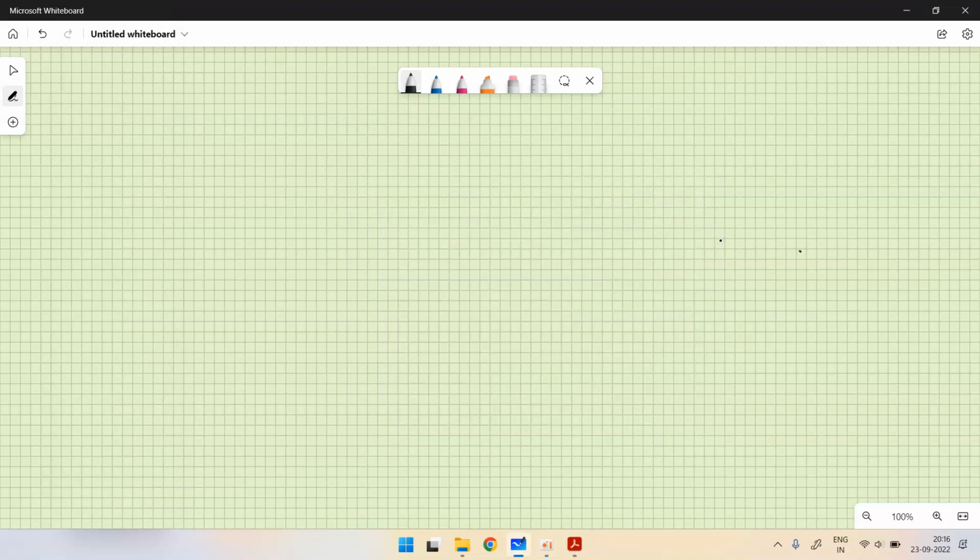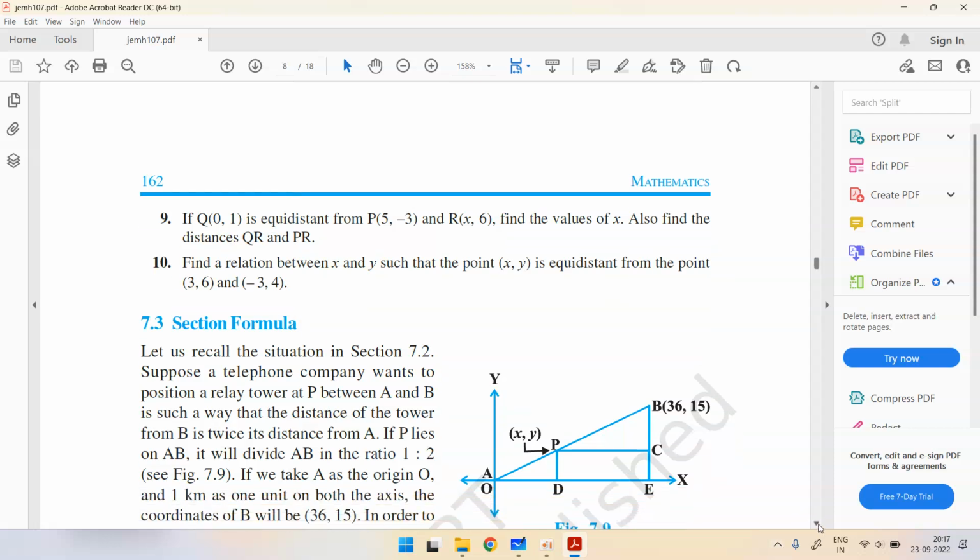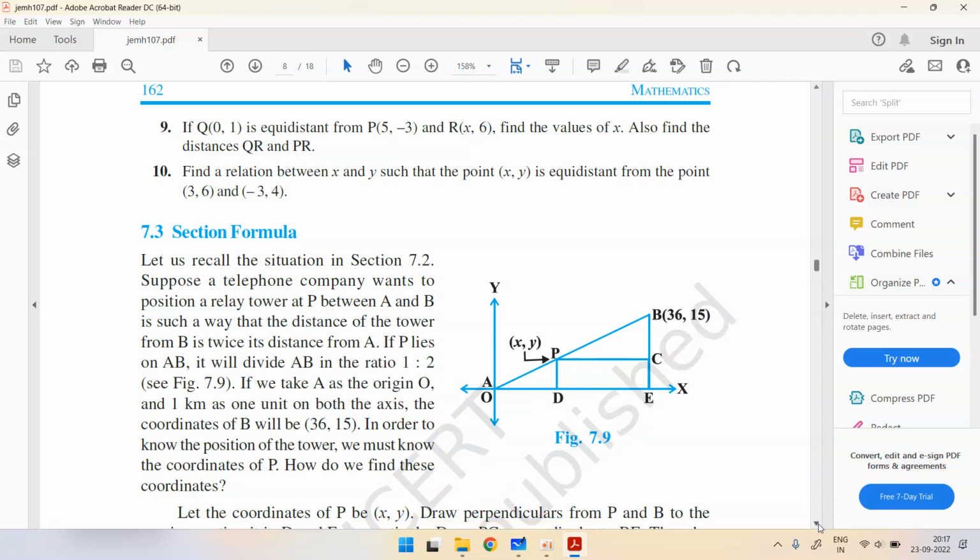Good morning students. In my last lecture I completed exercise 7.1 of Class 10 mathematics, that is called geometry. I had also told you about my first lecture, and I have also told you about the section formula.